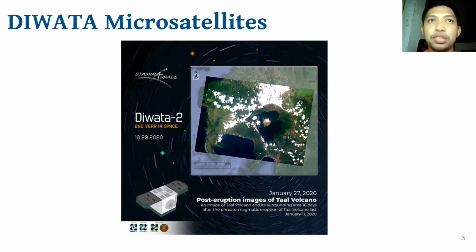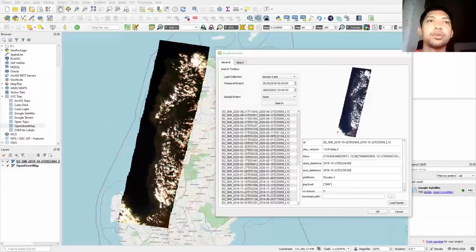This image shows the post-eruption capture of Taal volcano in 2020. We want to make these images more accessible. Our vision is to be able to search, visualize, and load these images in a GIS environment. We are developing the DIWATA QGIS browser, the one shown right now. It is simply a QGIS plugin that will let users do those mentioned functions for DIWATA images.